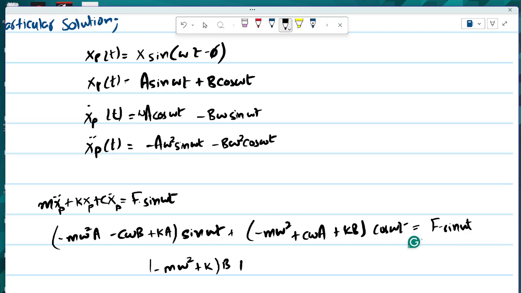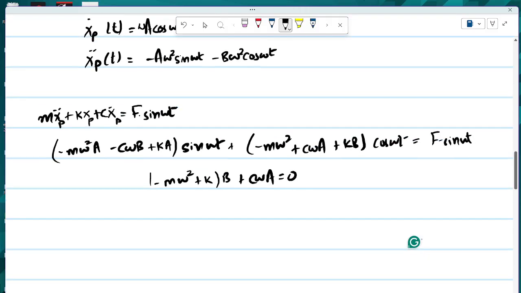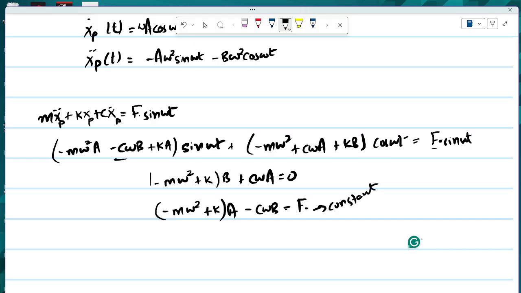So for the cosine: minus m omega squared plus k, times b, plus c omega a, equals 0. And for the sine, because we have the constant f naught for the sine omega t, it can be written as minus m omega squared plus k, times a, minus c omega b, equals f naught. We can solve for a and b because that's a simultaneous equation where f naught is a constant value. You have two unknowns and two equations, so you can solve this for a and b.